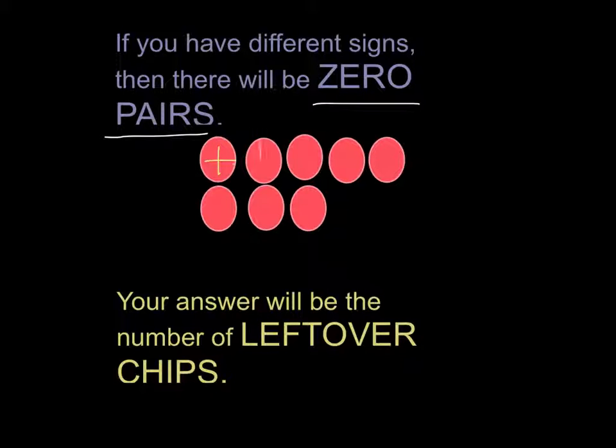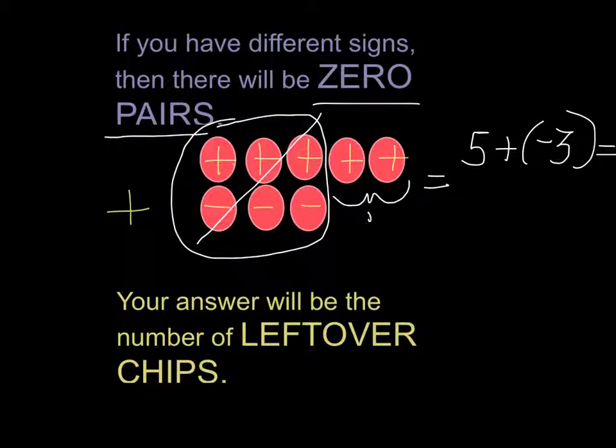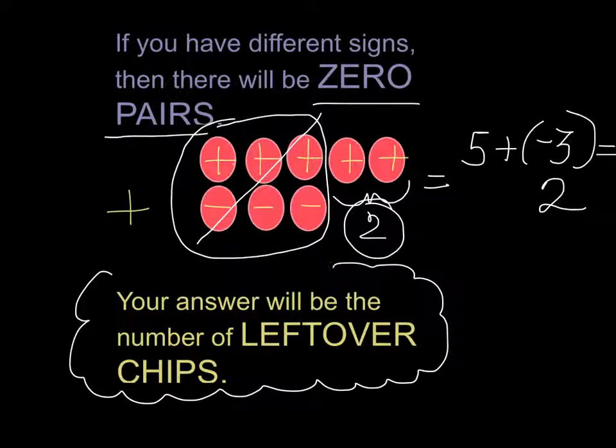So if we have 5 positive integers on the top, adding to 3 negative integers on the bottom, we can cancel out our zero pairs, which would be these 3 pairs. And we can go ahead and cross those out. So our answer is always going to be what is left over when you have two integers with different signs. So in this example, our problem is 5 plus -3, and we count the number of leftover integer chips, which is 2. So we know that 5 plus -3 equals 2. A key concept here is to understand that if we have an integer addition problem with integers that have two different signs, your answer will always be the number of leftover chips.